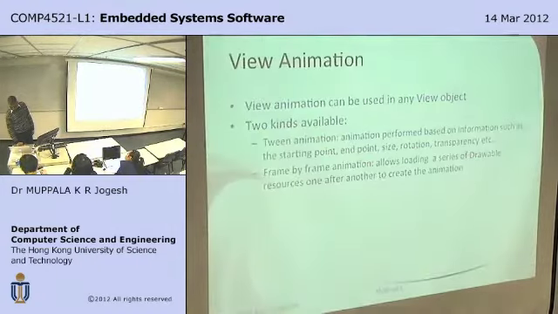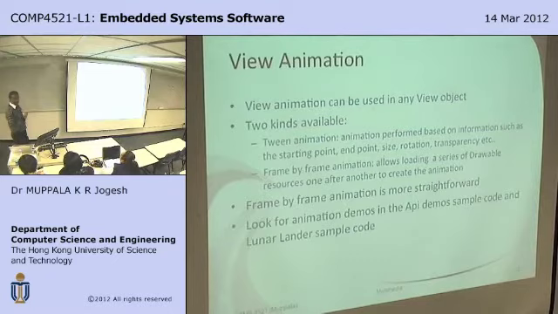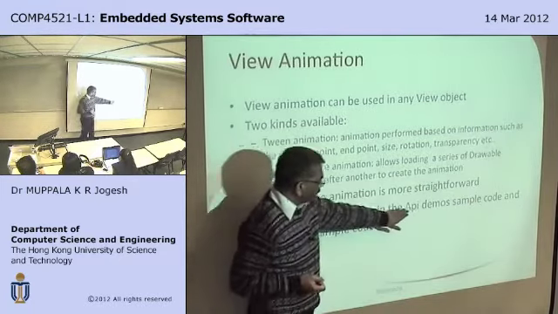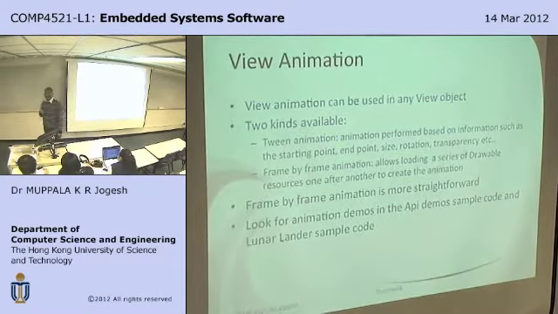Okay, so let me explain tween animation first. Frame-by-frame animation is more straightforward. It's nothing but a sequence of drawables that you display on the screen, which is fairly straightforward. Now, if you want to see the use of animations and different kinds of creating user interfaces, this particular example called API demos is the place to look for it.